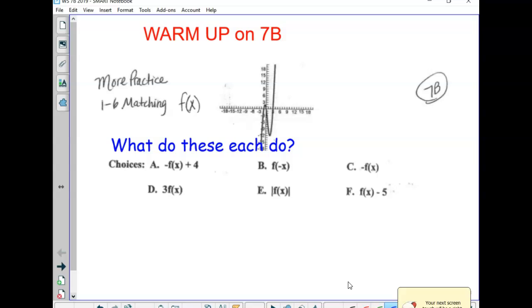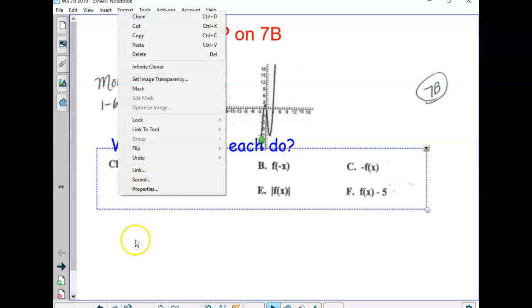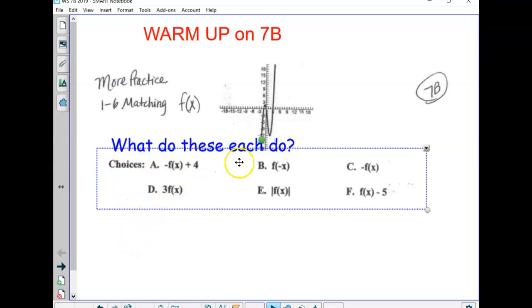So did we get through kind of talking through these yesterday? What's the first one do? Two things going on, right? There's a negative out here that does what? Okay, a little audience participation here, guys. What does a negative outside of the function do? Yes, up and down this way, right? Good job. X-axis, okay? And the +4 on the back? Shifts it up 4, shifts the whole thing up 4.